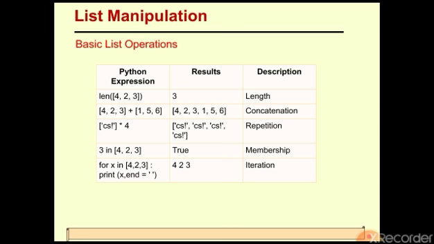Now the last one is iteration. How do we iterate over the list? We can iterate by using for along with the in operator. For x in [4, 2, 3] means what?